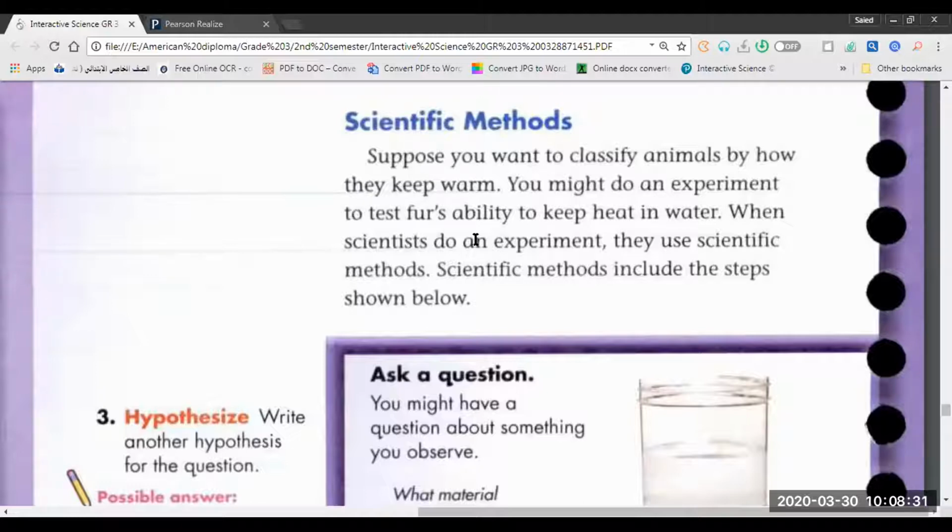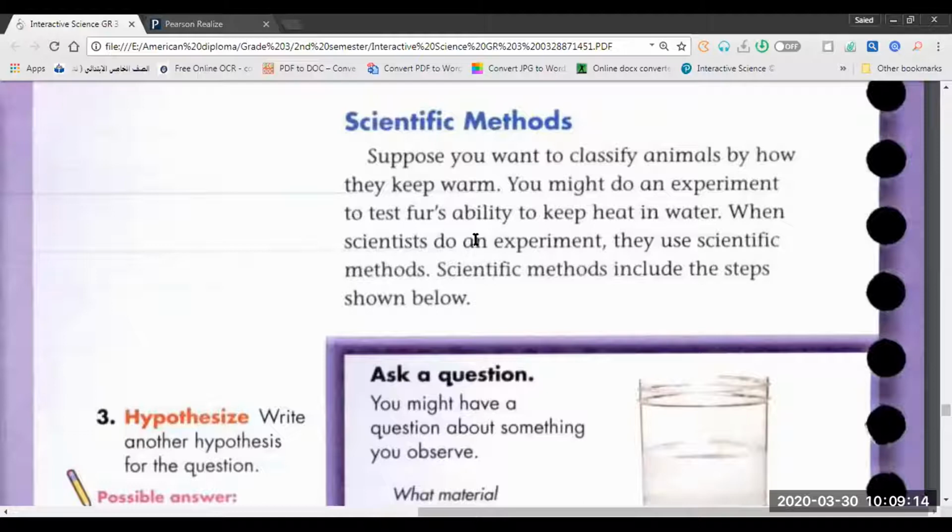We have lots of animals that have fur on their body, like sheep, polar bear, rabbit, and too many others. So we want to check if the fur can keep the body warm longest or not. We cannot bring all these animals to check their fur, so we will do a very simple activity to check the effect of the fur, whether the fur keeps the body warm or not.